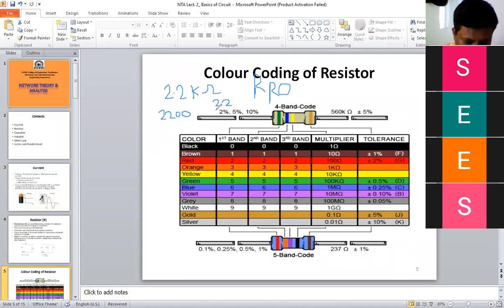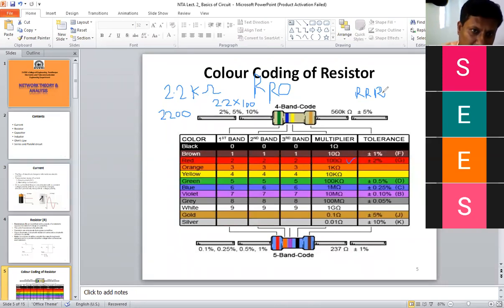That's right, 2200. So 22 is already there, so into 100 we have to multiply. Am I correct? So 22 is already there, so if you multiply into 100, then we can get the 2200. That is 2.2. So 100 is present at the red. So that's why red, not orange. Red, and red. All are the red.